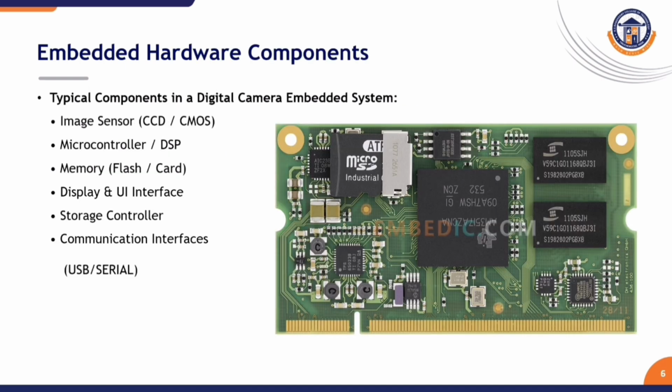Next one is embedded hardware components. Let us examine the hardware inside the digital camera. The main hardware are image sensors, CCD or CMOS, which act like a human eye, which takes the picture and converts the light into digital signals. The next one is the microcontroller or DSP, which acts as the brain of the digital camera and controls all the camera operations. DSP is used for high-speed image processing functions.